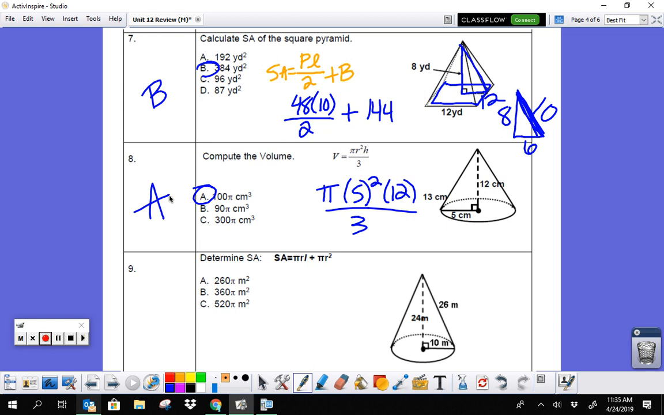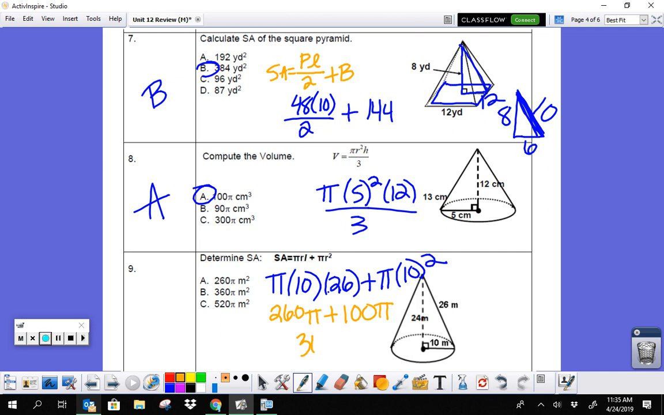Here is the surface area of this cone. It has the formula there. So it's going to be pi. The radius is 10. The slant height is 26 plus pi times 10 squared. So what you get here, 10 times 26 is 260 pi, plus 10 squared is 100 pi. 260 plus 100 is 360 pi.